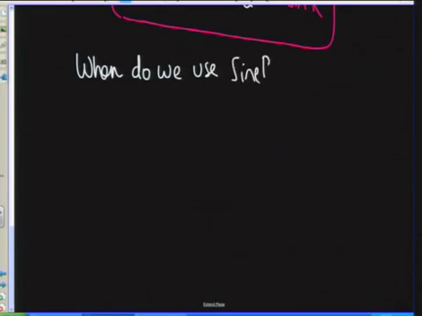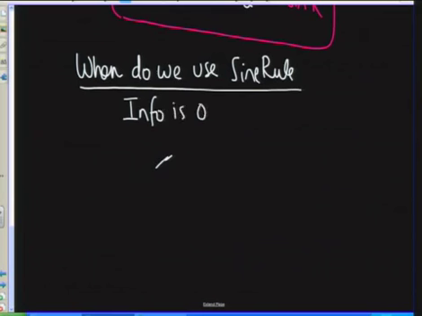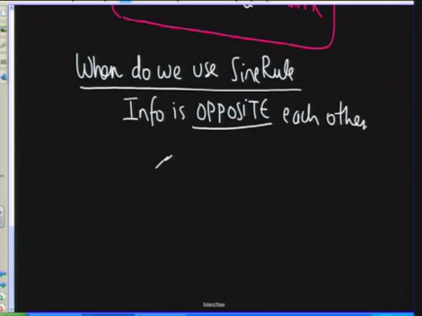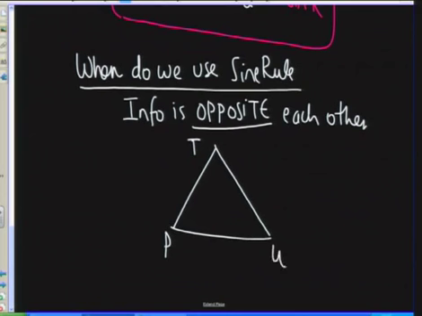Okay, sine rule. This is going to happen when information is opposite each other. So I haven't got a simple thing like the area rule, but the information must be opposite each other. So if I give you a triangle TPU, then to use the sine rule, if I have angle T, I must have the side opposite angle T.